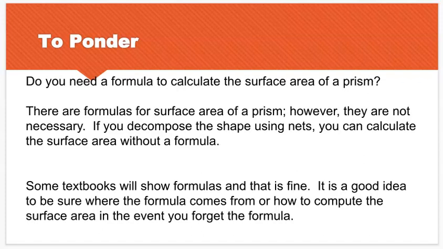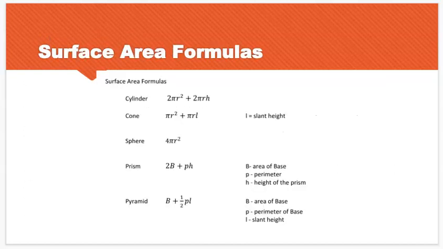Some textbooks try to make formulas, and that's fine. And it's great for students if they know where the formulas come from. It's important that they know how to compute the surface area in the event they forget the formula. I did include some formulas here for some different objects. We were really mainly talking about prisms, but you can find the surface area of some other shapes, cylinders, cones, spheres, as well as pyramids. So if you wanted to try those, you could use these formulas. It's also fun to see if you can figure out where those formulas came from.